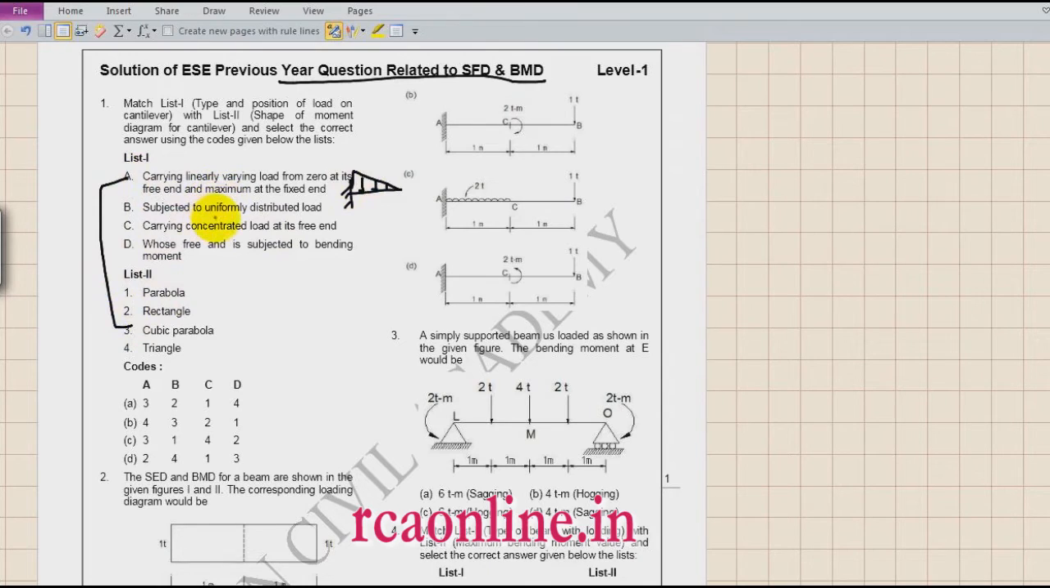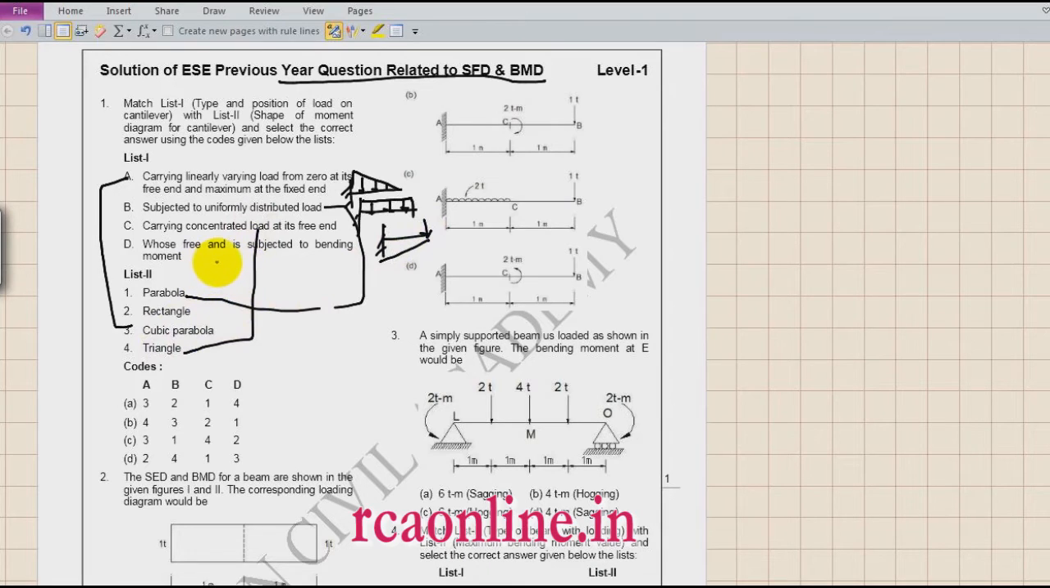Now second is subject to uniformly distributed load. We know that if the loading is UDL, then we will be having a parabolic bending moment diagram. So it will be a parabola. Now carrying concentrated load at the free end. It is simple again. There is a concentrated load, so what will be my bending moment diagram? It will be a triangle. So for C it is the fourth option, triangle.